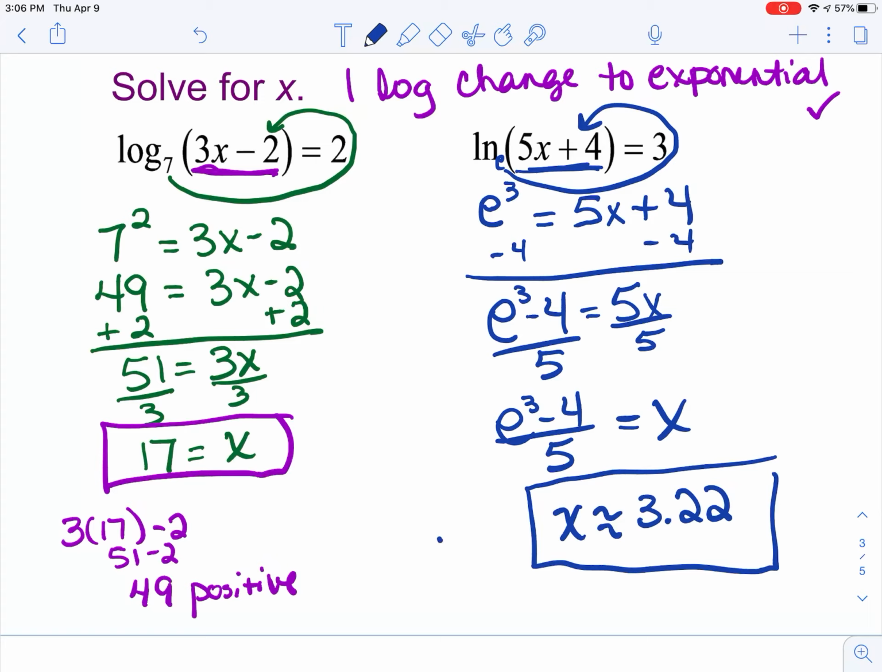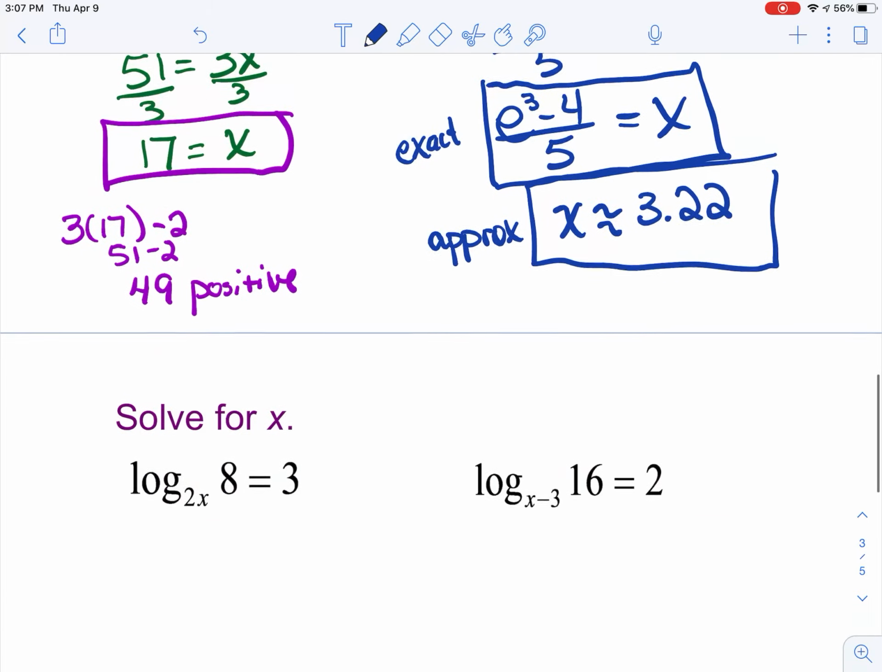In some cases, if they want, this would be approximate. If they want an exact value, you would just leave everything in that form.